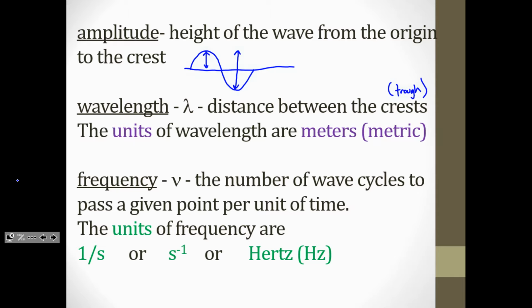The units of wavelength are usually in meters, but you can have any metric prefix of centimeters, millimeters, decameters. You can change the base unit there depending on what the question's asking for. Frequency, which we're going to see in both particle aspects of light and waves, is the number of wave cycles to pass a given point per unit time. The units of frequency can be multiple things. 1 over seconds, which these two are the same, or what we call hertz, and perhaps you've heard of different frequencies. These are the variables of waves.